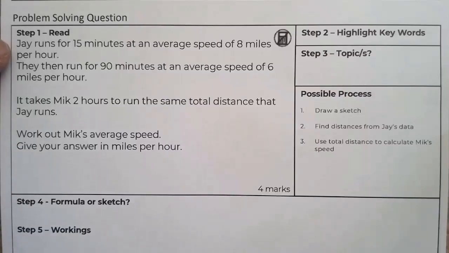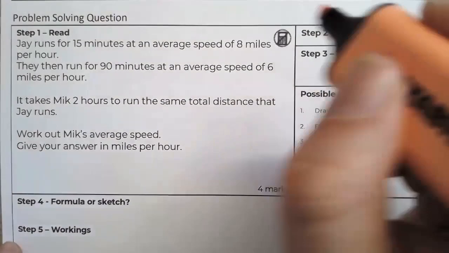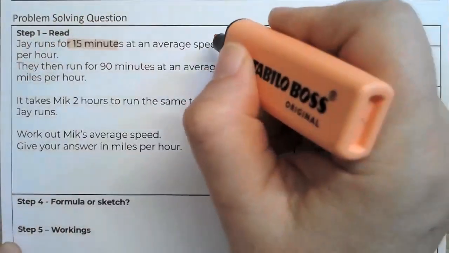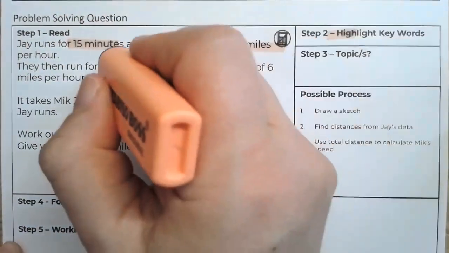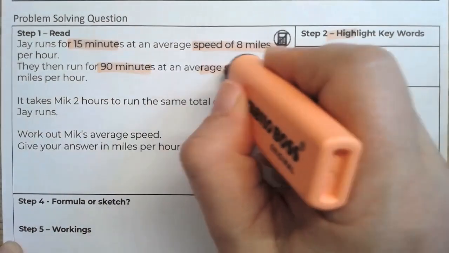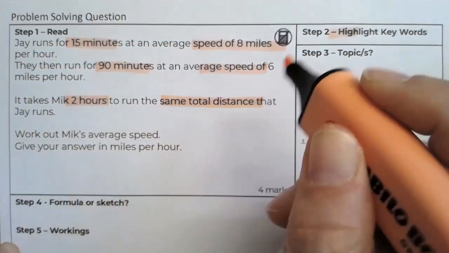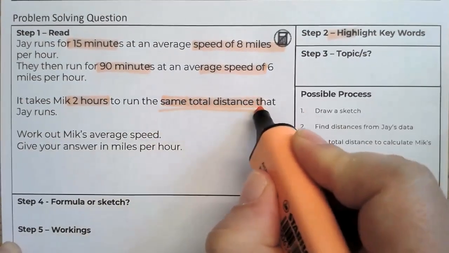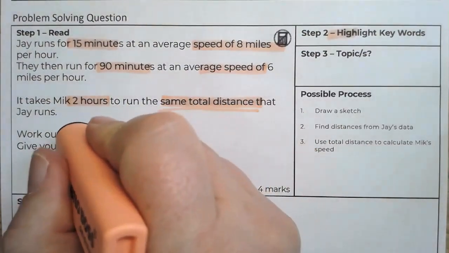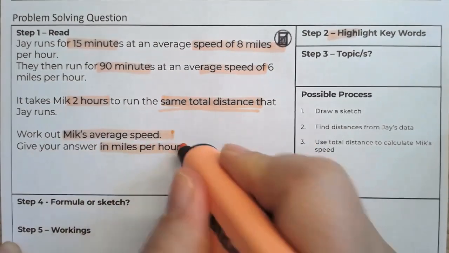So step one, read the question. I'm asking you to pause and read that question for yourself. Step two, we're going to highlight the key words. Now this is particularly key just here, same total distance. We need the average speed at the end, in miles per hour.